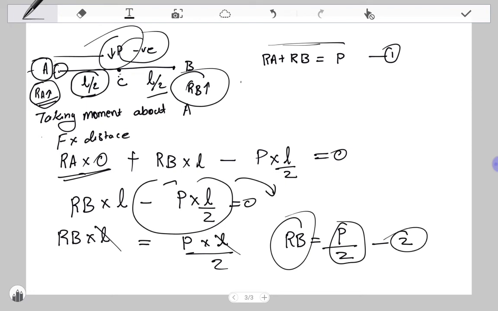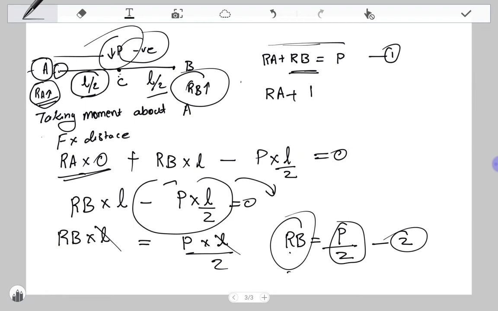Now we are substituting this RB is equal to P by 2 in this formula. So what will come? RA is equal to P by 2, right?